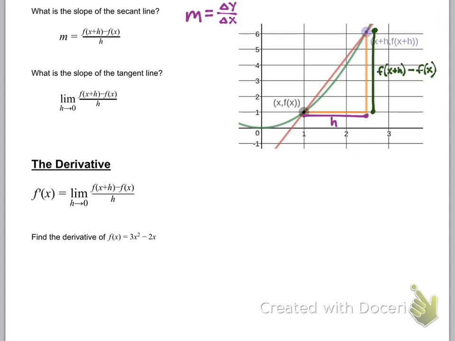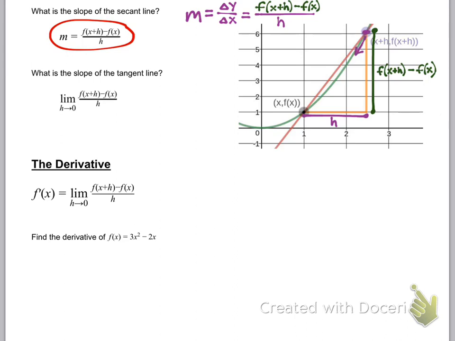So we have our rise and we have our run. Let's put these into our formula for slope. The rise is f of x plus h minus f of x, and the run is just h. So you notice that's where we got this from. The slope of the secant line is rise over run. That's f of x plus h minus f of x all over h.